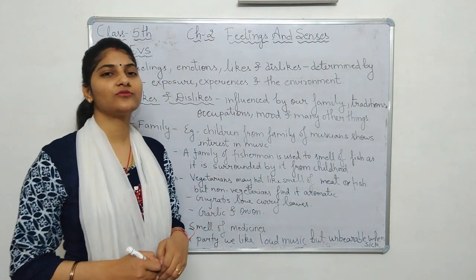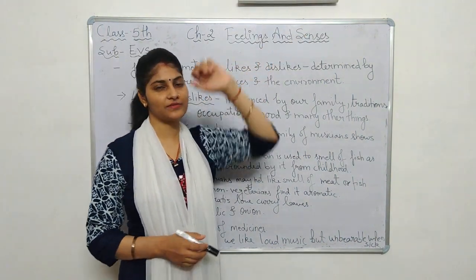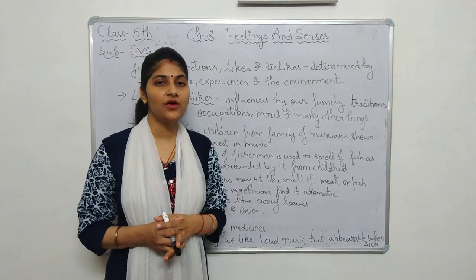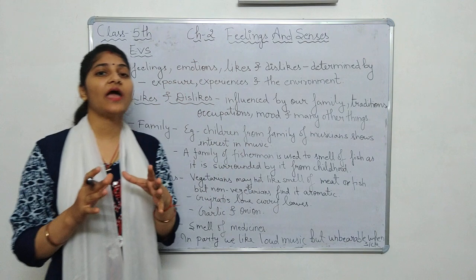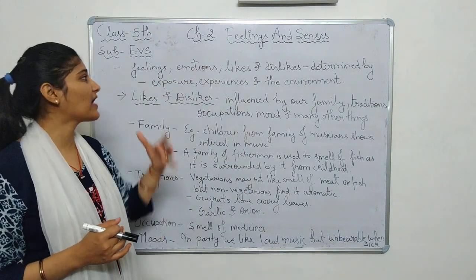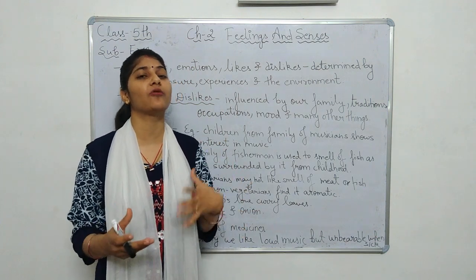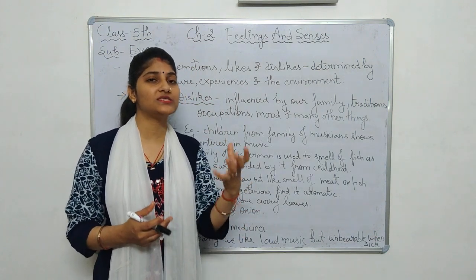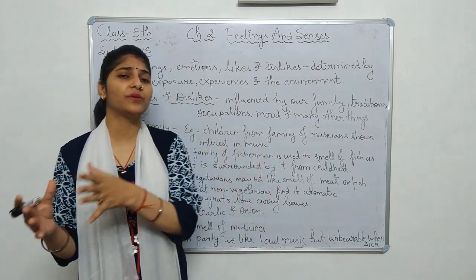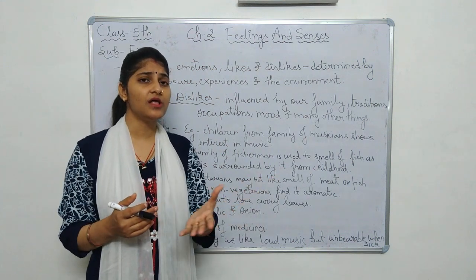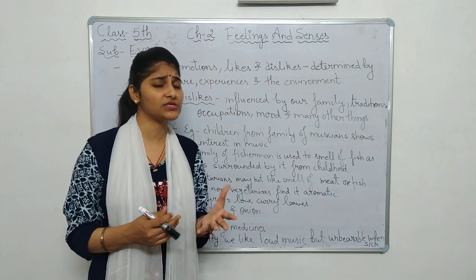Everyone, today we are going to start our second chapter, that is feelings and senses. So we all have feelings, we all have the same sense organs, but we have different feelings, different emotions, and our likes and dislikes are different from each other. So how does this work? How are all these things different from person to person? If we ask people, they have different likes, different dislikes, different emotions, and their feelings are different.